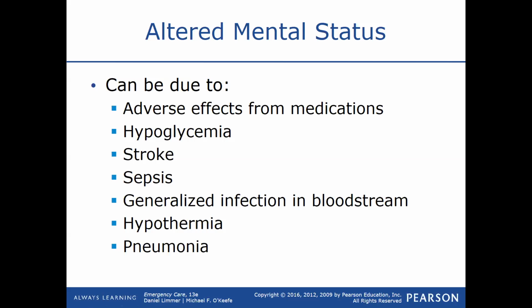A stroke, which means that there's a clot in the brain, so a section of the brain isn't going to get blood. That's going to cause your patient to be mentally altered. Sepsis means it's a system-wide infection. The infection spread throughout the entire vessels of the body, which falls under the same lines as generalized infection in the bloodstream. Sepsis could be put right underneath that. Hypothermia, everything is slowing down because of cold temperature, which could also lead to a patient being mentally altered. And then pneumonia by itself.